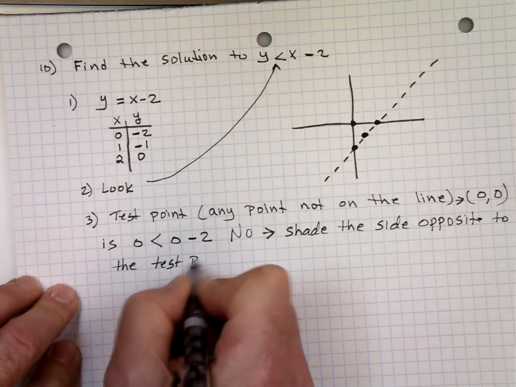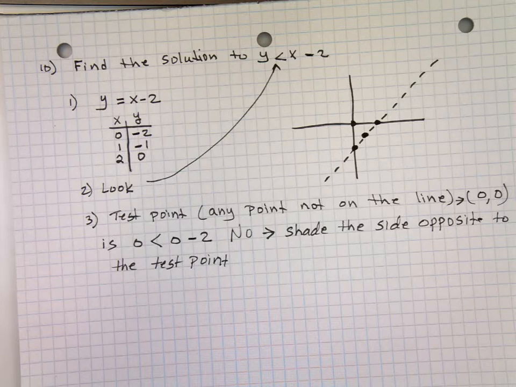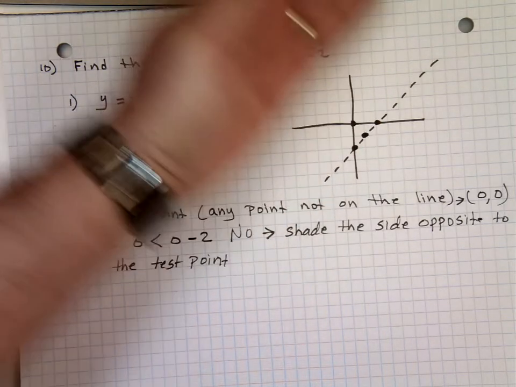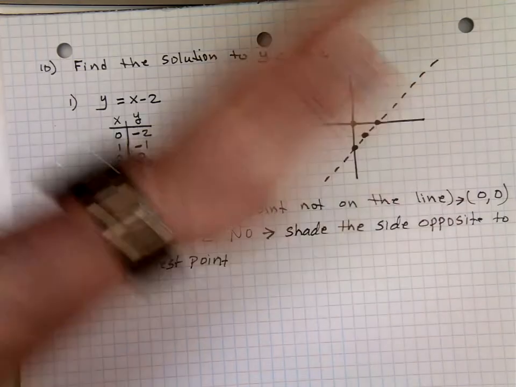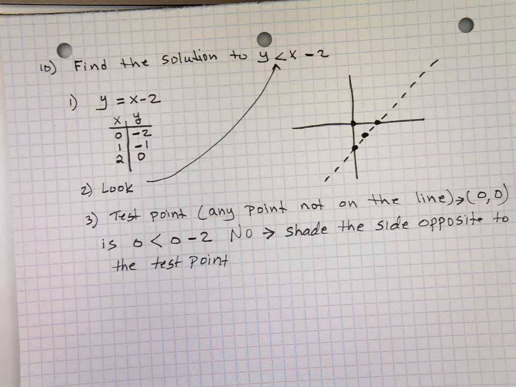Shade the side opposite to the test point. Now let's listen to that. The test point is on this side, above the line. You're going to shade the side opposite to above, which is what? Below the line.